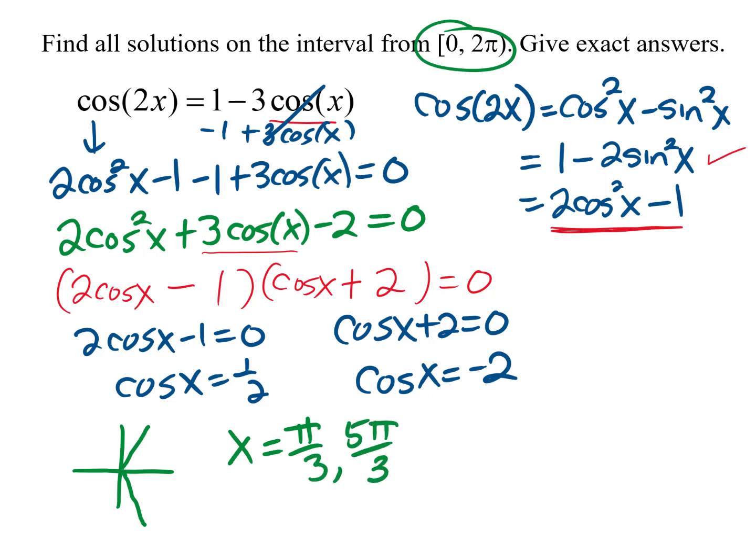And also down here x value is positive, so it's going to be at x equal pi thirds or 5 pi thirds. Now looking at this second one, cosine x equal negative 2 can never happen. The smallest cosine ever gets is negative 1. The highest it ever gets is 1. This has to be something between or equal to negative 1 to 1. So I just need to throw that one out, and these are my solutions.